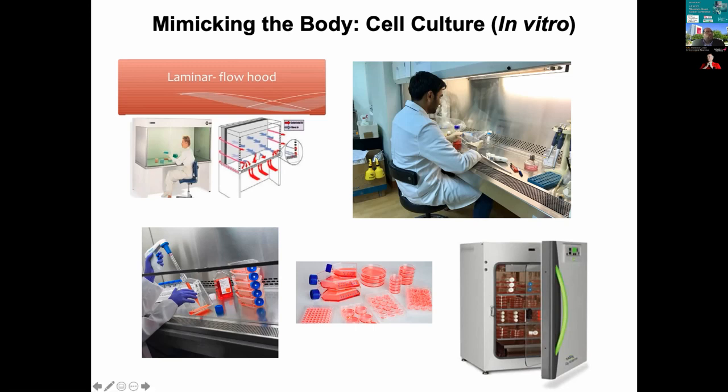Finally, I said the word mimicking the body. We grow our cancer cells in something called incubators. So this basically mimics the body's temperature. It mimics the body's carbon dioxide, oxygen levels. And so it's basically a vessel for these tumor cells. When we put our petri dishes in here, they grow in the right oxygenation and temperature, just like the body.